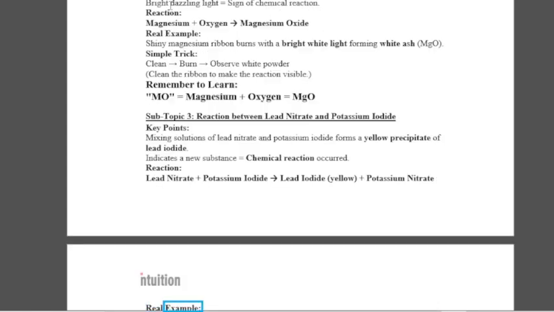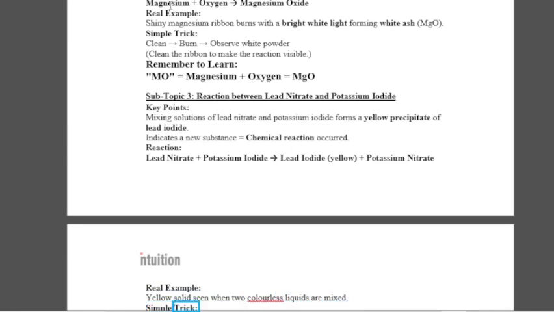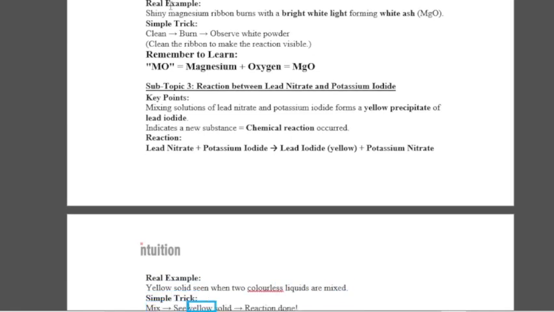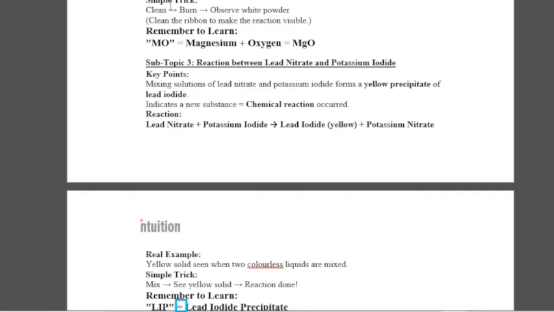Real example: a yellow solid is seen when two colorless liquids are mixed. Simple trick: mixed, see yellow solid, reaction done. Remember to learn: LIP, lead iodide precipitate.